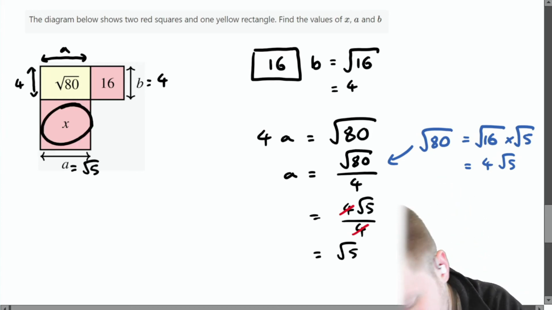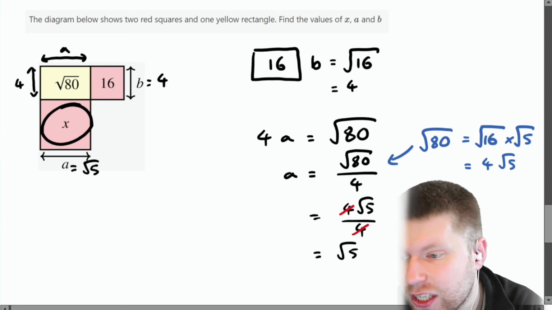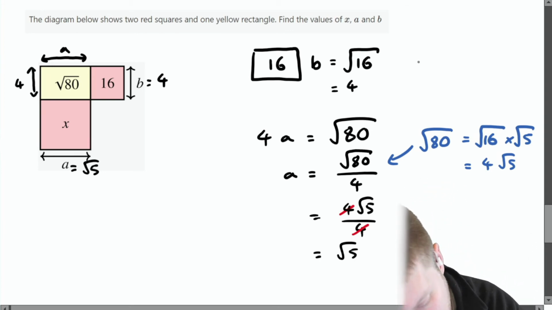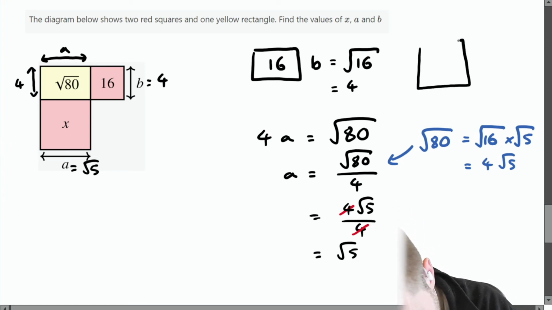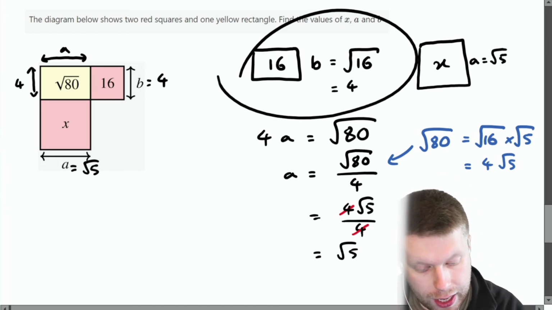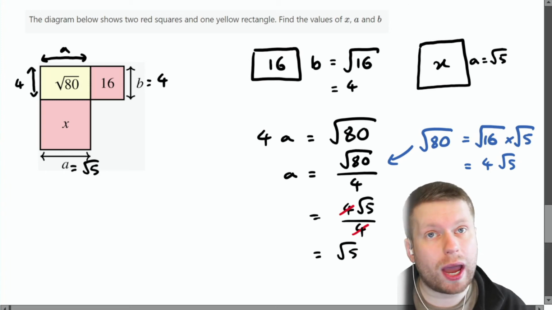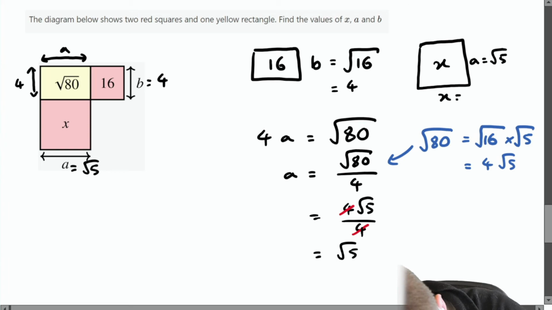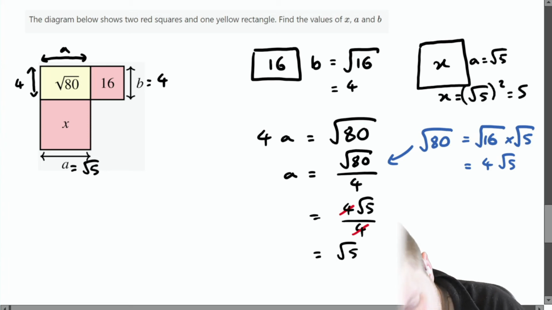Now, the last value I need to find is x, which is the area of this square. So again, if I get given a square, let me just write it up here. And if I don't know the area, but I do know the side length, which in this case is root of 5, then I just do the reverse of what I was doing over here. So instead of square rooting, I must just square the side length. Okay? So x must be equal to the root of 5 all squared, which is just equal to 5.